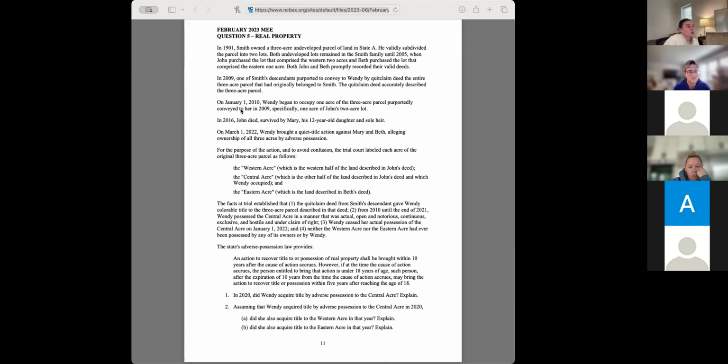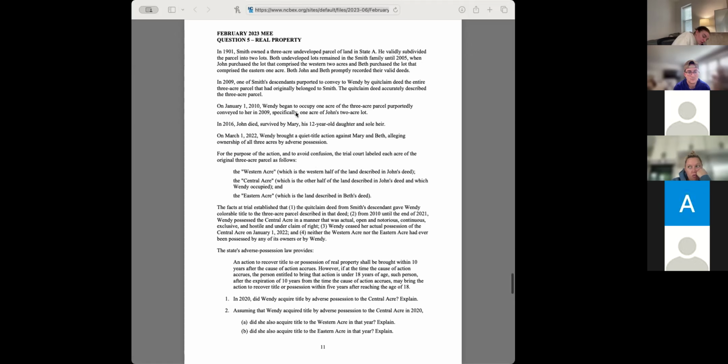Okay. On January 1, 2010, Wendy began to occupy 1 acre of the 3 acres purportedly conveyed to her in 2009, specifically one of John's 2-acre lot. Okay. So we see Wendy is on one of John's acres. So we're going to diagram that out too. In 2016, John died survived by Mary, his 12-year-old daughter and sole heir.